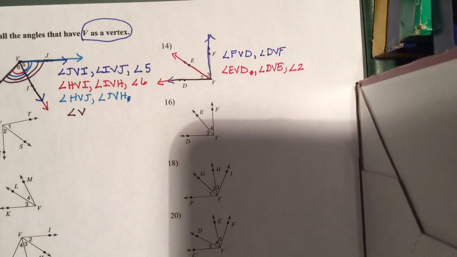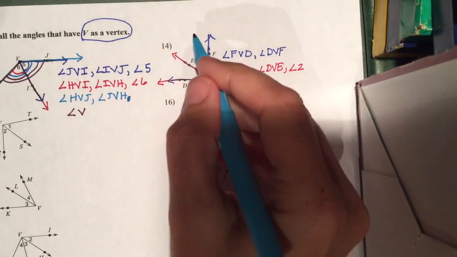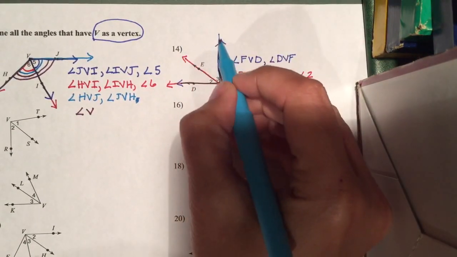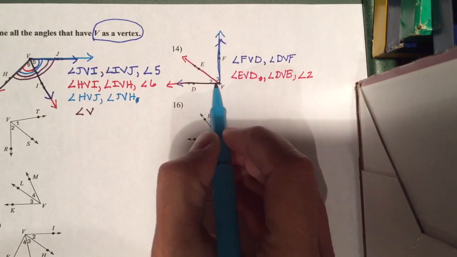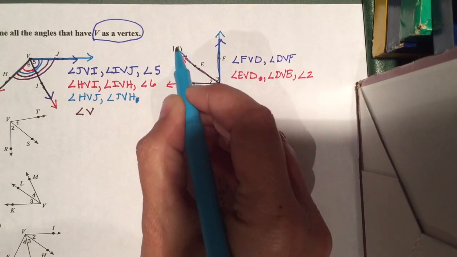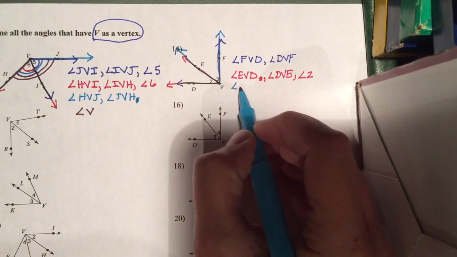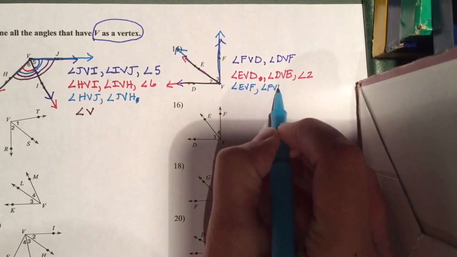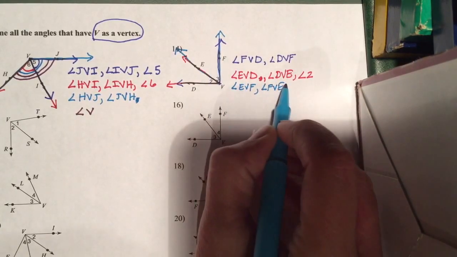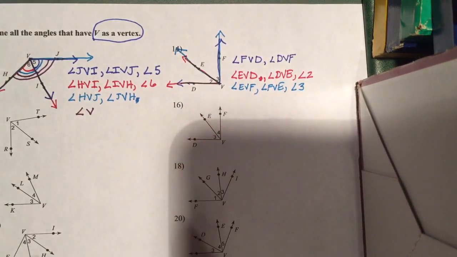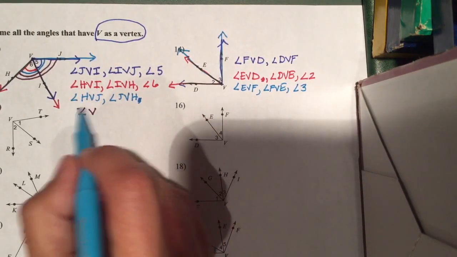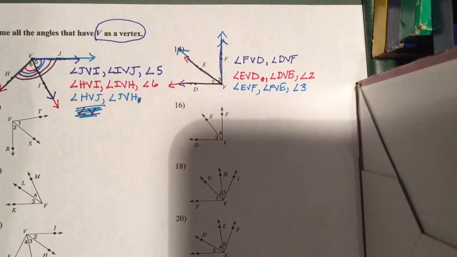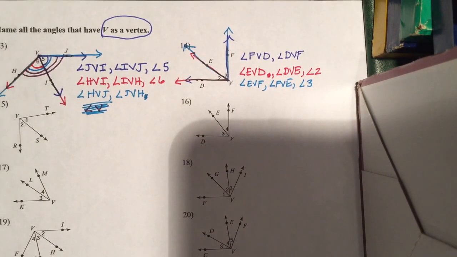Okay, so let's look at the next one. Now I've got the other small angle. So I'm going to look at this one here, right here, from here to here. This would be angle EVF, or we could call it angle FVE, or we could call it angle 3. So those are all the different angles. Again, we can't say anything based on just a single vertex because it's not specific enough.